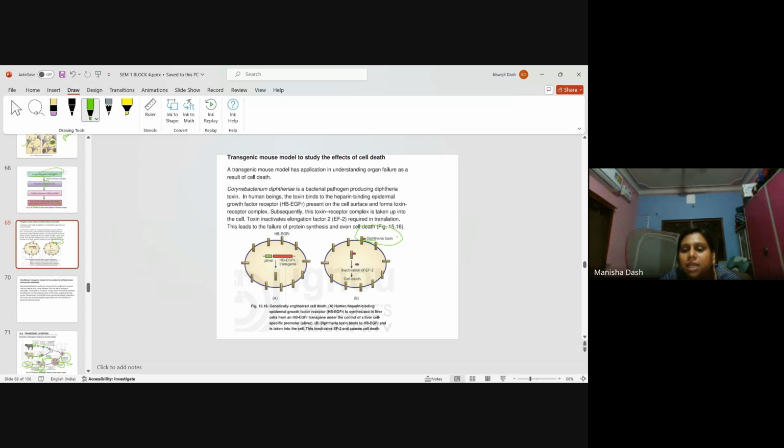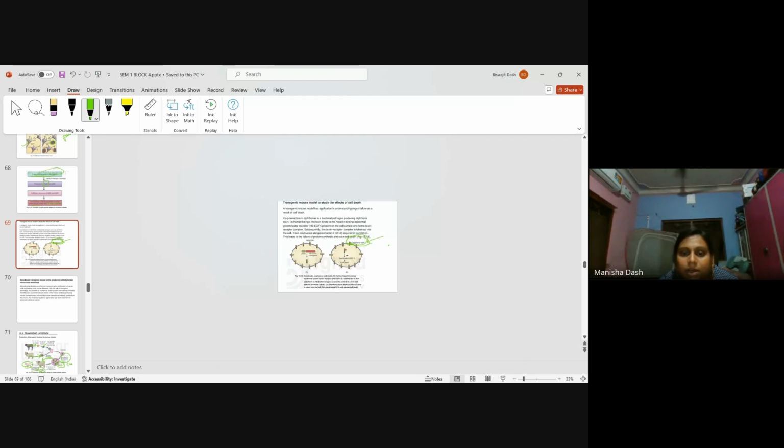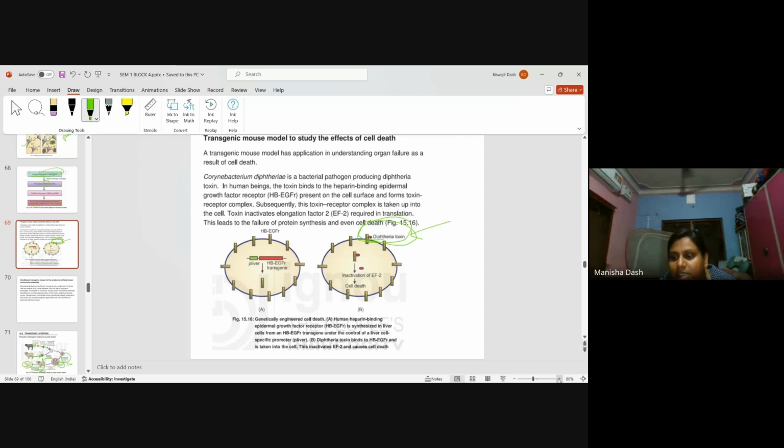So usually diphtheria is a toxin that affects humans. How does it affect the human? Because the human cells, liver cells particularly, have a receptor for this diphtheria toxin. But since the mouse cell does not have the diphtheria receptor, the mouse cell will not be affected by this diphtheria toxin. But if you genetically modify it and express a receptor on the surface of the mouse liver cell, then the mouse liver cell will respond to diphtheria toxin and the cell will die.